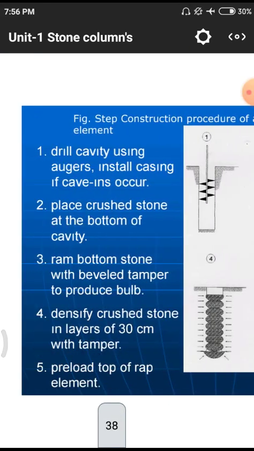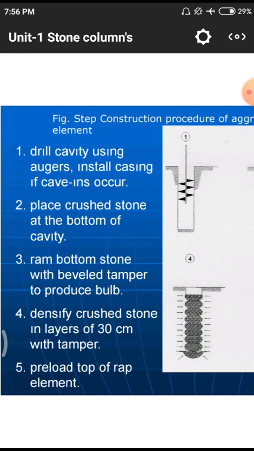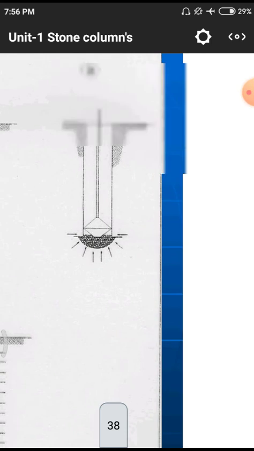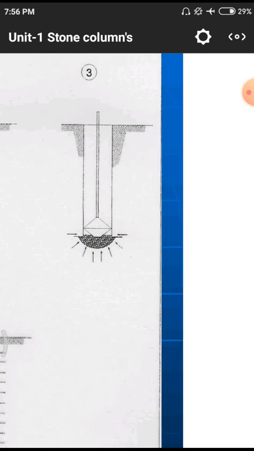After that, ram the bottom stone with a tamper to produce the bulb. That means some amount of weight is applied artificially so that the stones will form a bulb. What is a bulb?